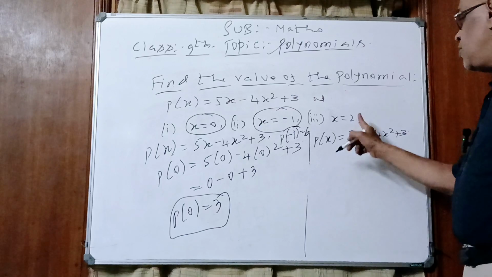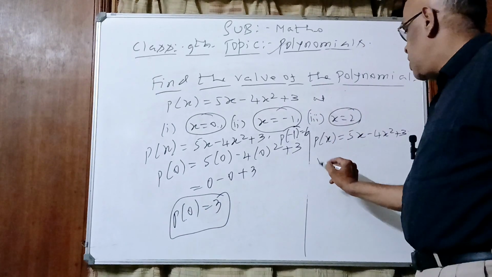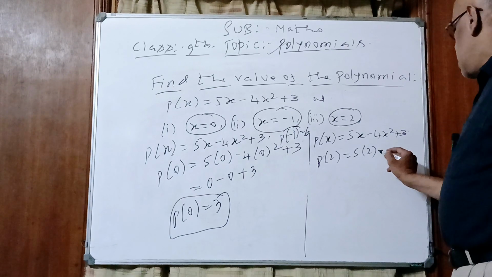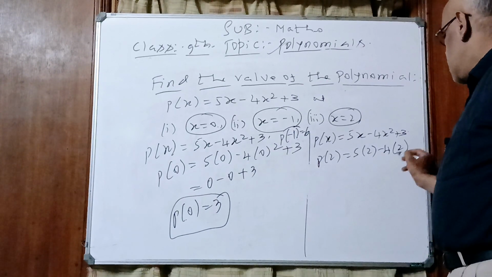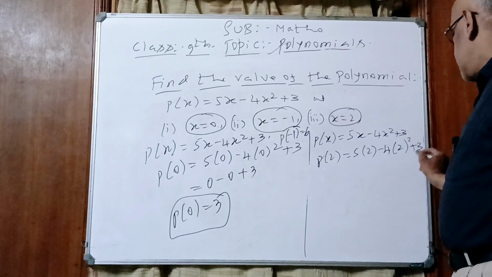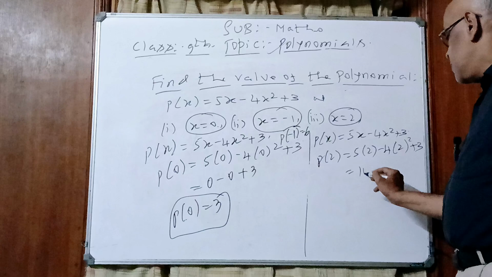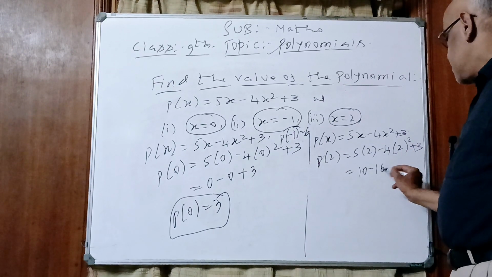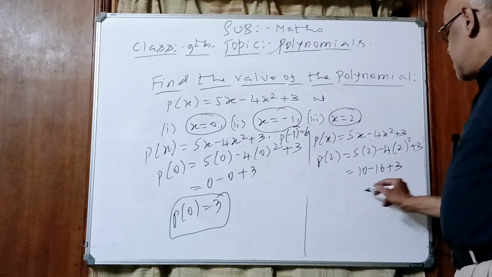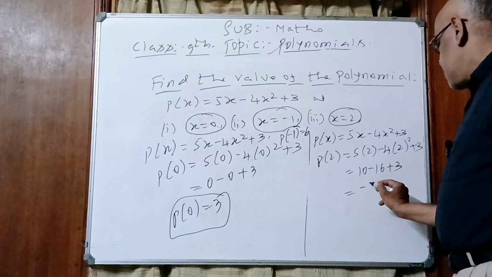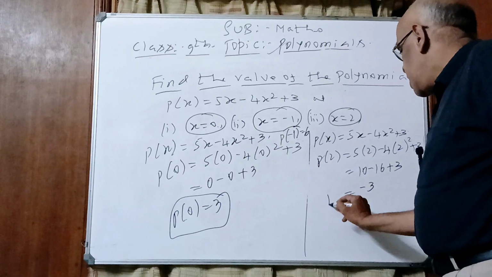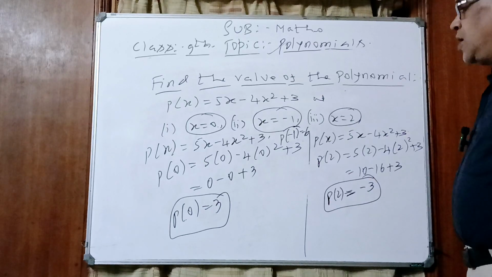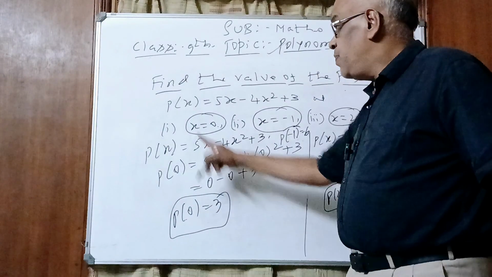Similarly, put x is equal to 2 in the same polynomial. What will we get, children? 5 into 2 minus 4 into 2 squared plus 3. 5 twos are 10. 2 squared is 4, and 4 fours are 16, plus 3. 10 plus 3 is 13. 13 minus 16 is minus 3. What is the value, children? P of 2 is minus 3.